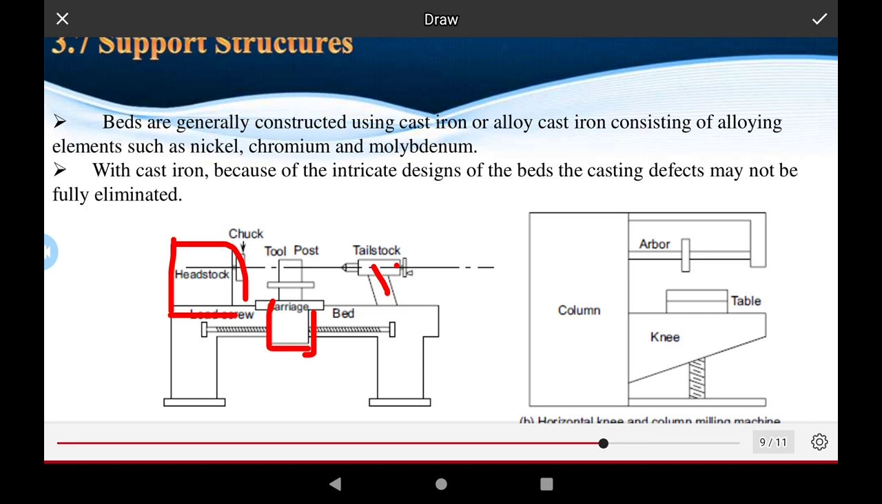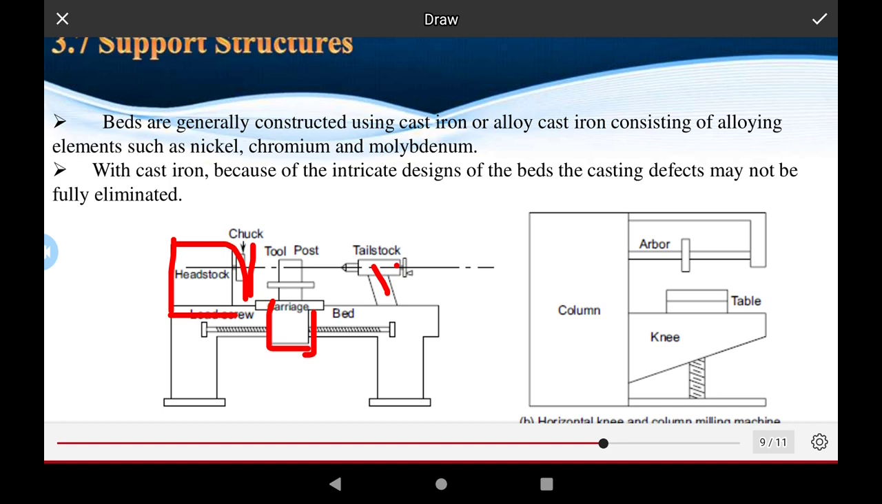The headstock is also a very important part of the machine. It provides the power; the main power of the system is supplied in the headstock. And this is the chuck. The chuck holds the workpiece. And this is the tool post. The tool post helps control the tool's speed, direction and feed rate.